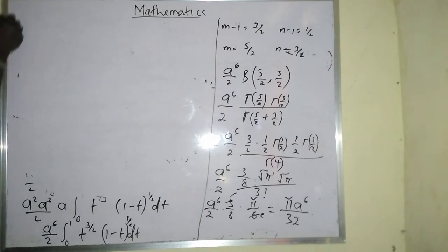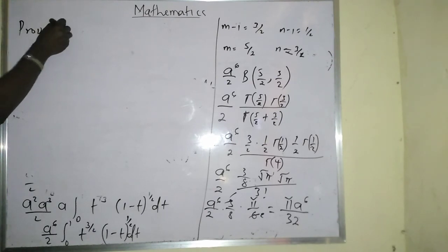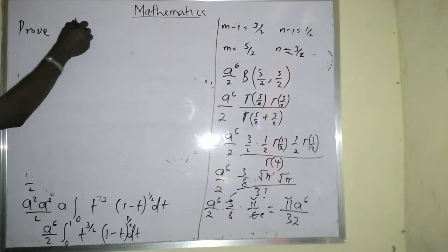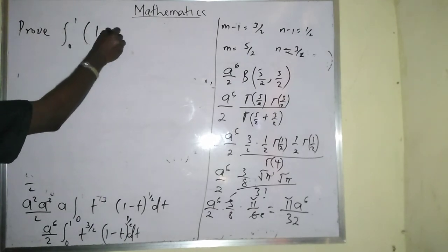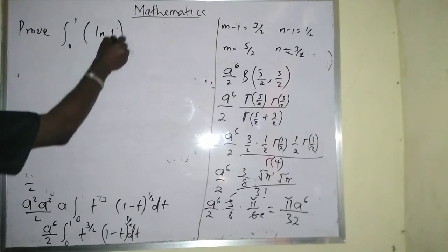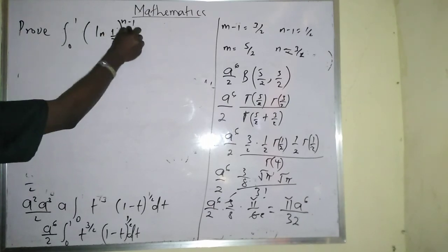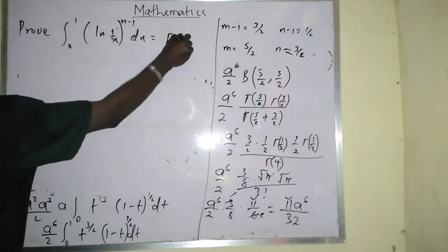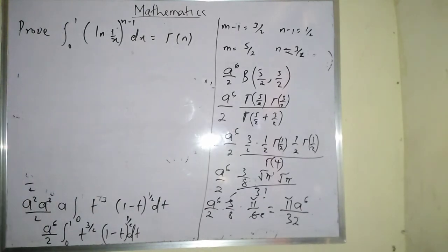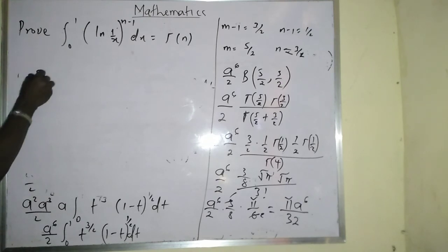Just to prove: integral from 0 to 1 of ln of 1 all over x plus bracket of n minus 1 dx equals lambda n. Just prove that.